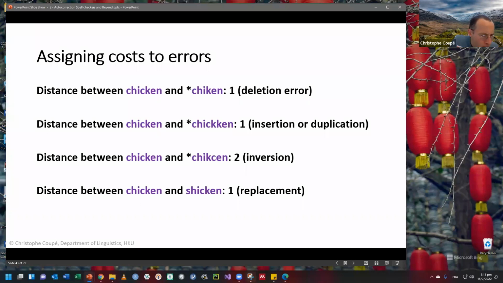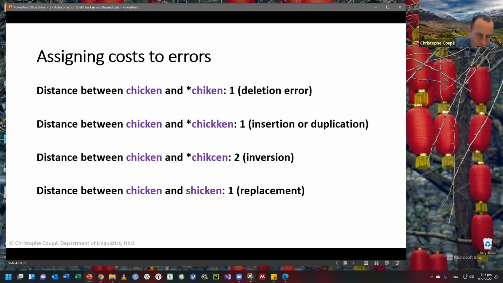How do you compute this distance? You need to give a cost to different errors. If you have chicken and chicken, you see that the difference is that there is a missing letter, the missing C. So this has a cost of 1. It's a deletion error. If you have the distance between chicken and chicken with 2 Ks, then the distance is also 1. It's the cost of an insertion.